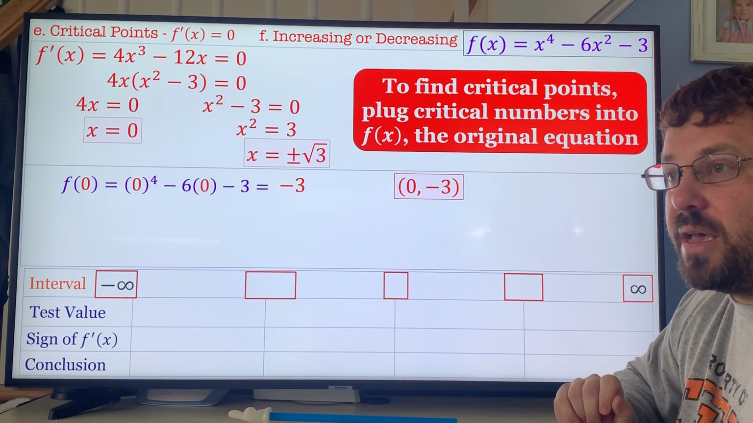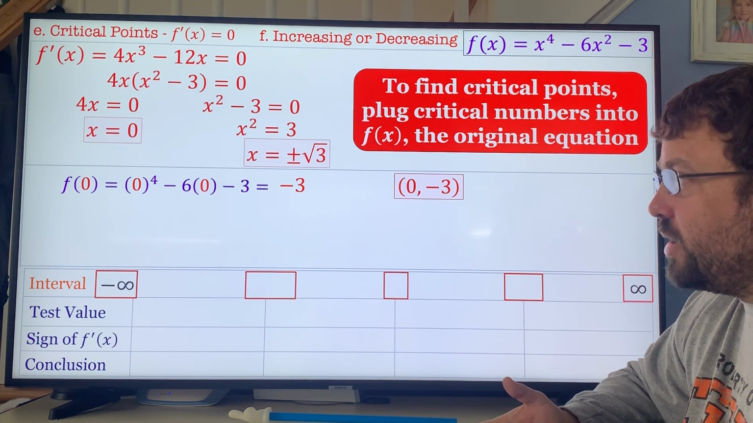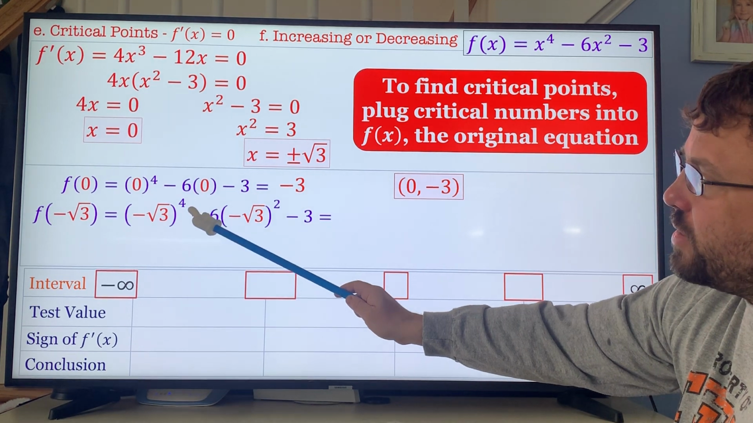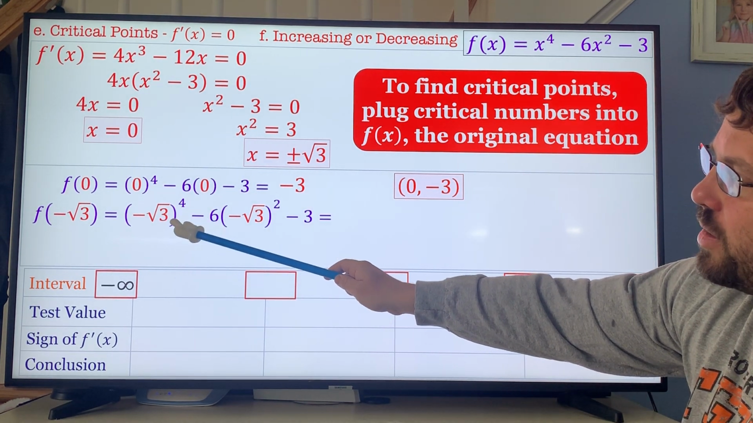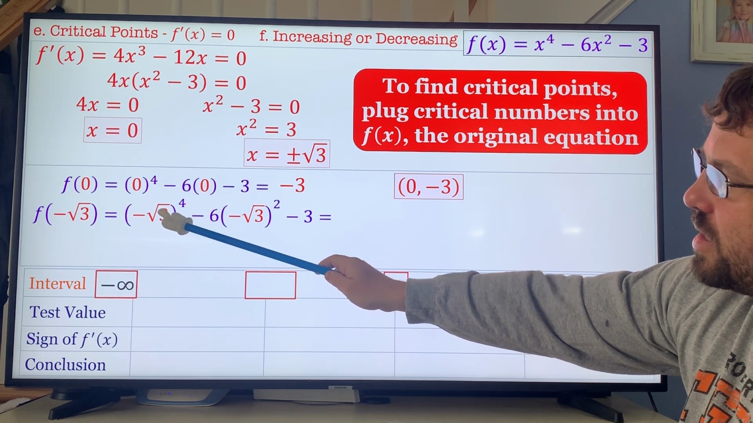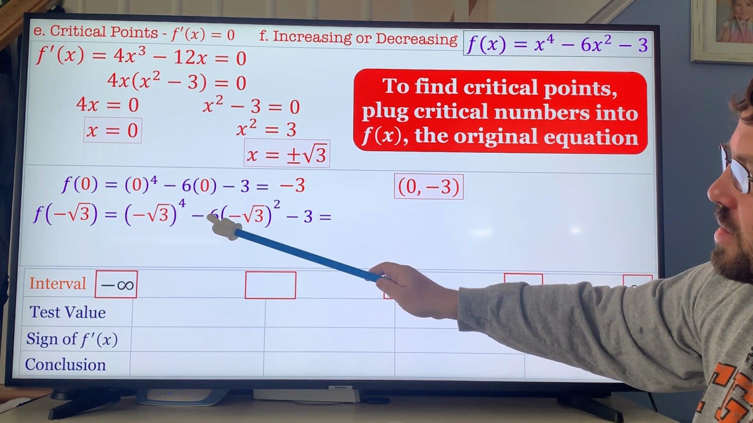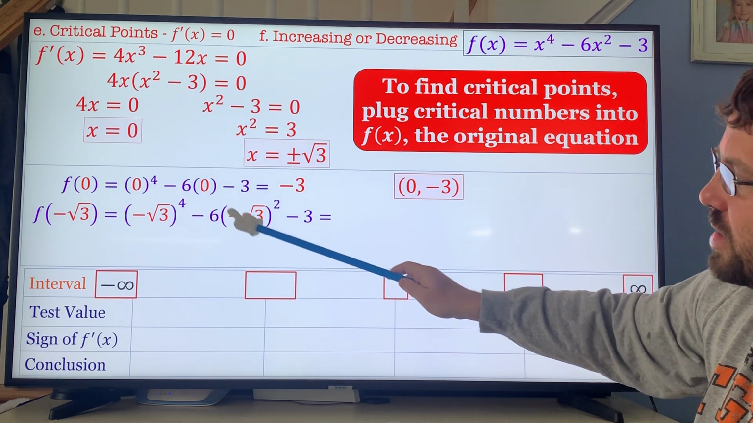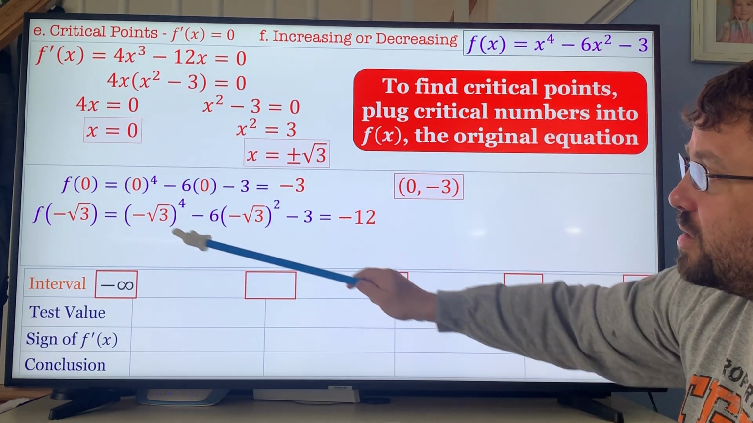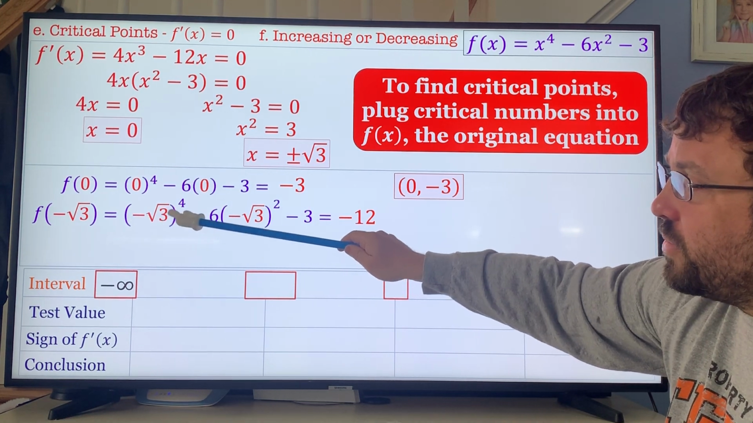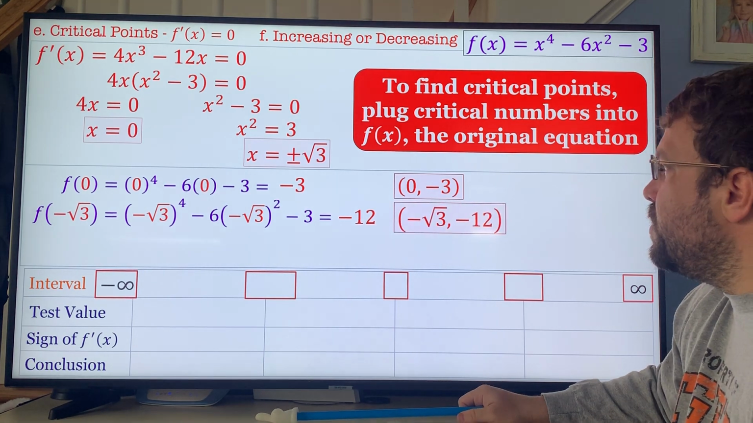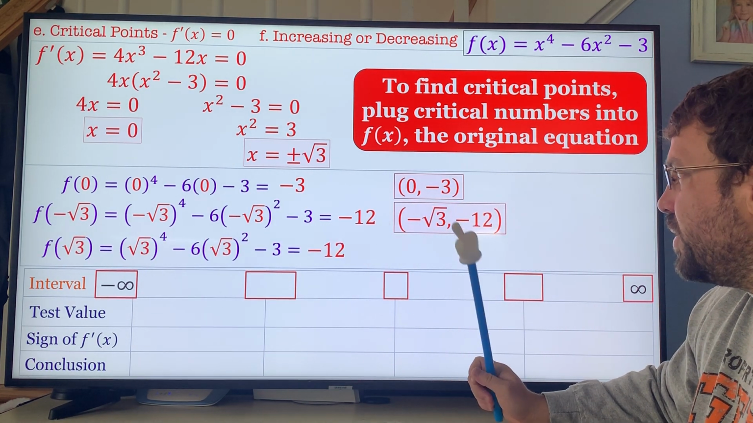We'll be using that later. If you want to put it on your graph now, you can. Next one, negative radical 3. Radical 3 to the 4th, well, this is easy. Negative radical 3 squared is 3, and 3 squared is 9. So this is technically 9 minus 6 times 3, 9 minus 18 minus 3 is negative 12. You can also use a calculator, but make sure you put the negative radical 3, the whole thing, in parentheses, or else you're going to mess up your signs. And if you do positive radical 3, you're also going to get negative 12 as an answer.